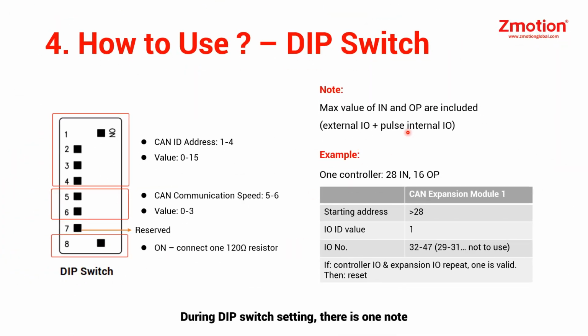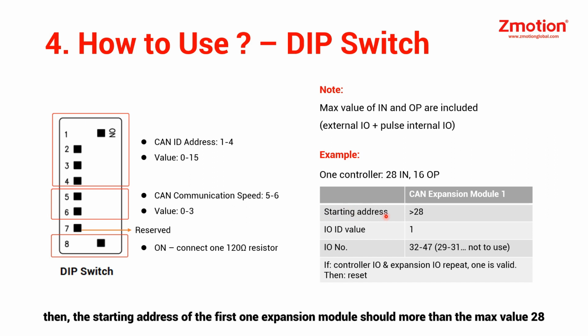During DIP switch settings, there is one note. The dialed value must be more than the larger one between IN and OP. Except the external I/O number, the I/O of the pulse axes should also be added. For example, one controller has 28 IN and 16 OP. Then the starting address of the first expansion module should be more than the max value 28.